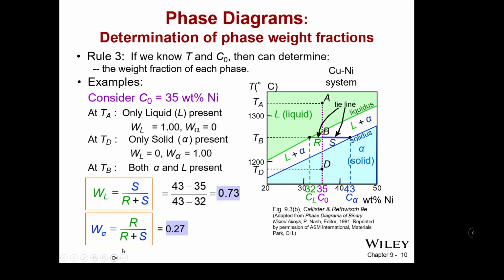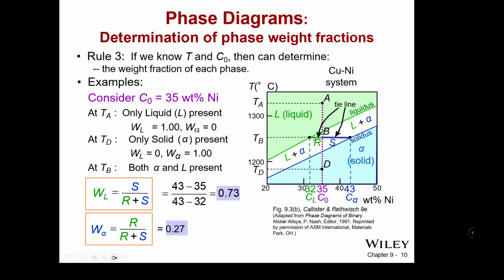So really pay attention to this, because you're going to come back to this when you have to do this on an exam, because you will have to do this on an exam. So we get this ratio: 43 minus 35 is the distance, or the length, of that tie line. The length of that tie line divided by the whole thing, which is the same as 43 minus 32, so the whole length.